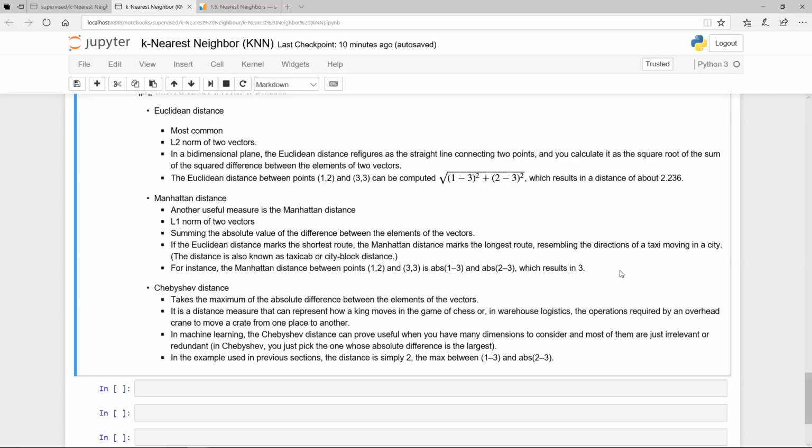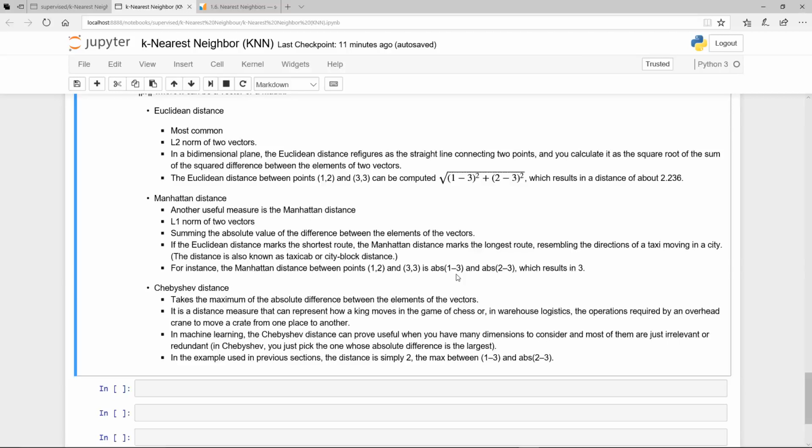If the Euclidean distance marks the shortest route, the direct straight line, the Manhattan distance marks the longest route, resembling the directions of a taxi moving in the city. This is why it has another name, taxicab or city block distance. The reason is really simple. It's basically because you are taking the absolute value. If it's negative, you take the absolute, so you're always converting it to positive.